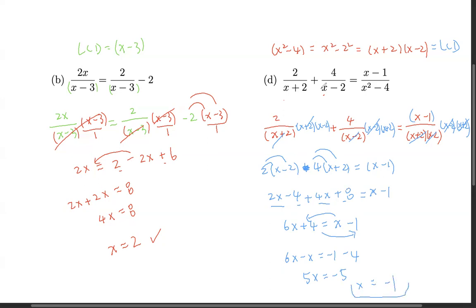Well, negative 1 won't cause any denominator to be 0. So this is the solution.